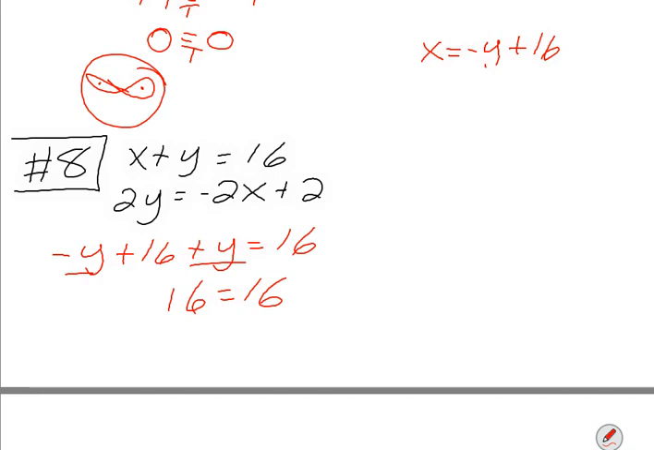I'm getting some blank stares in the audience. Did I make a mistake? Is it not 16? Yeah, where did the 216 come from? Yeah.